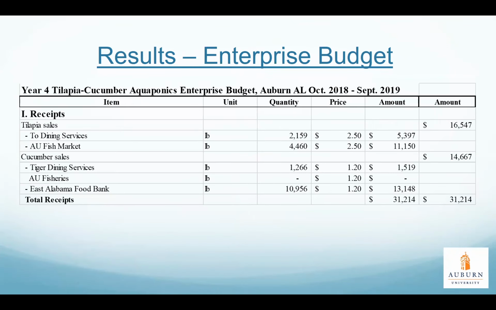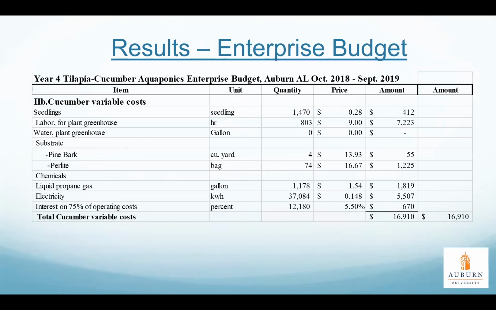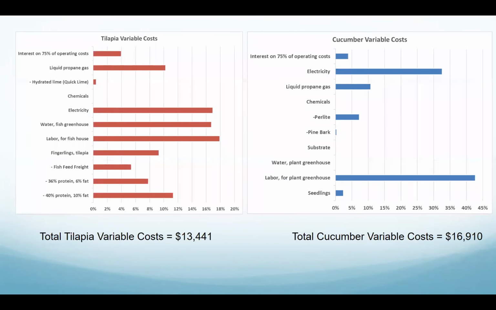So in our enterprise budget, we have our receipts. We have $31,214 for the year of both tilapia and cucumber sales. Our variable cost for tilapia is $13,441. Our cucumber variable cost equals $16,910. And looking at the tilapia and cucumber variable cost in this bar graph as percentages, you can see the major costs for the tilapia were electricity, the water, and the labor. And for the cucumbers, it was the labor and electricity. So both of them share labor and electricity as one of the major costs.